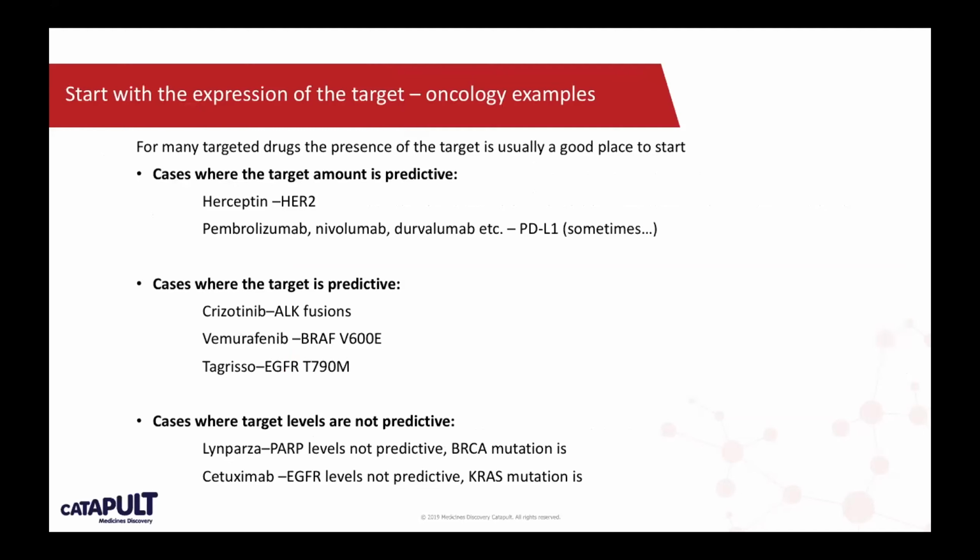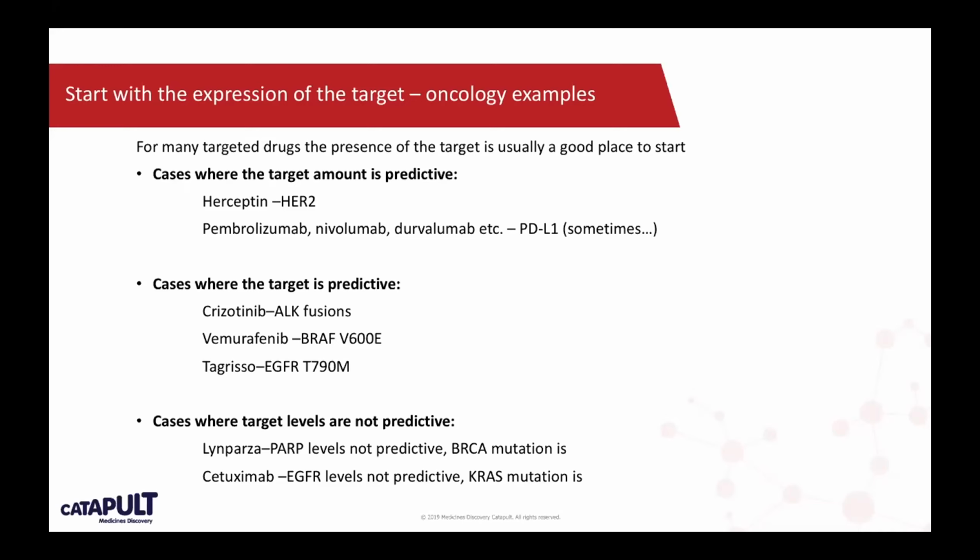So I've got a couple of oncology examples here. Many people will start with the expression of the target. So if you're going to give a treatment in oncology to often inhibit oncology-related targets within disease, the first thing you potentially would look at is how much of that target is expressed within the tumour.